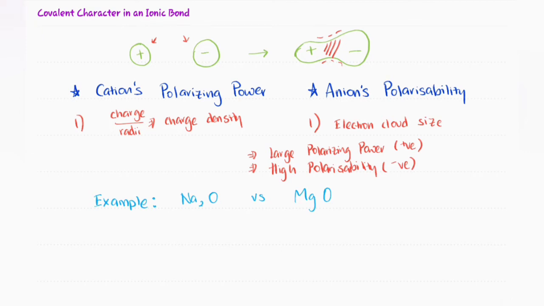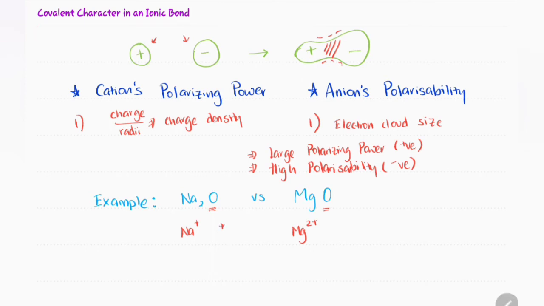So in this case, we have an example here. We are going to compare sodium oxide and magnesium oxide. If you notice, the oxide anion is the same. Therefore, we will not be comparing the anion's polarizability since it is going to be the same extent. The difference here is your sodium element, which is going to form a sodium cation, and the magnesium cation. If you notice from your data booklet, both of them reside in the same period 3. So when we are looking at the radii, it's not going to be so significantly different as well.